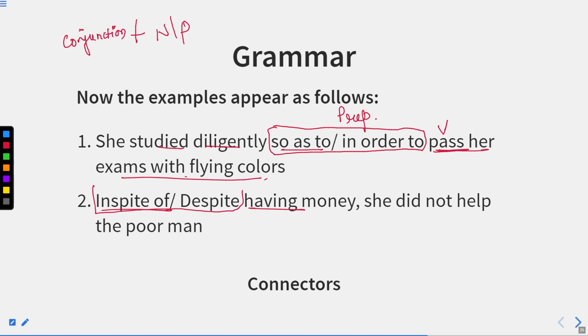In spite of having money. So as I told you before as well, after a preposition, the verb can be in ing form only. So in spite of having money, she did not help the poor man. Despite having money, she did not help the poor man. So the meanings are the same, but the structure of the sentence is totally different. After a preposition, we can only have a verb, whereas after the conjunction, we can have a noun or pronoun. So this is the basic difference in the structure of making sentences with the preposition or the conjunction. And this is how we can decide whether to use a conjunction or preposition to join two sentences together.